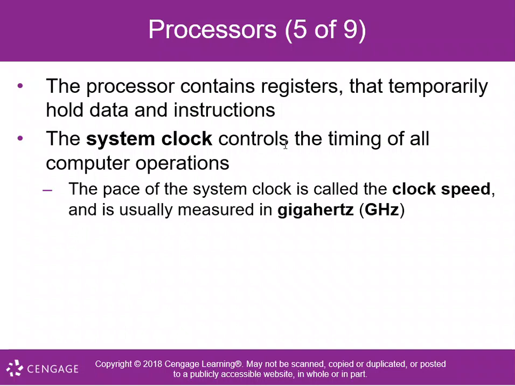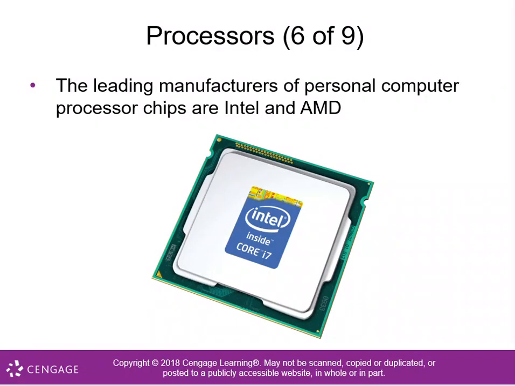Okay, so the system clock controls the timing of all computer operations. The pace of the clock, system clock, is called the clock speed and is usually measured in gigahertz. Okay, system clock dalam komputer, dalam processor ni dikenali sebagai system clock ataupun clock speed. Dan biasanya unit dia dalam gigahertz. Okay. Biasa kalau you nak beli komputer, kita consider juga dia punya speed.